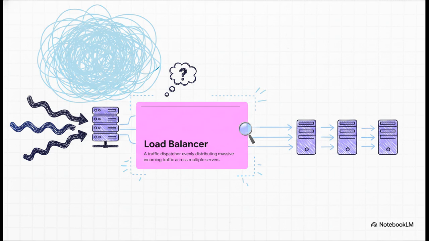So the crucial point is, you need a traffic dispatcher. Enter the load balancer. Think of this as the ultimate traffic cop for the internet. Its entire job is to sit right in front of your servers, take that massive, chaotic wave of incoming traffic and evenly distribute it across your multiple back-end servers. By splitting up all that work, the pressure on any individual machine drops dramatically. And just like that, your website can suddenly support exponentially more people.